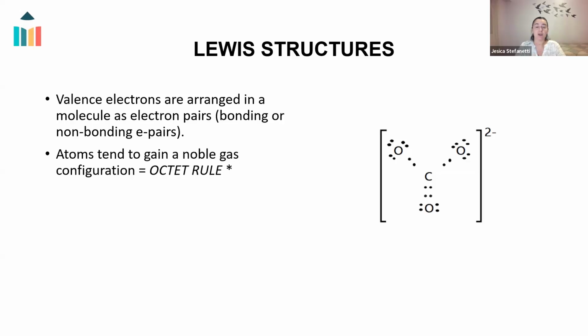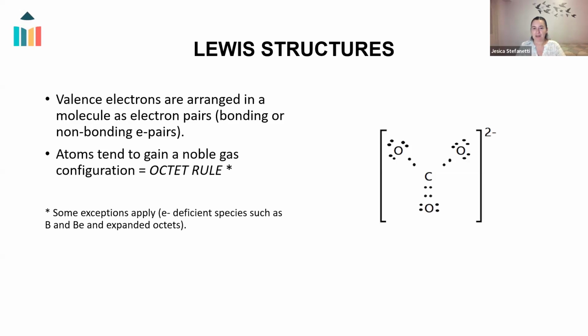Atoms will tend to follow the octet rule. You have probably heard about it. All of them tend to gain 8 electrons around. There are some exceptions. Some others might be stable with 2, such as hydrogen, and some others might be what we call electron deficient, but many will follow the octet rule.